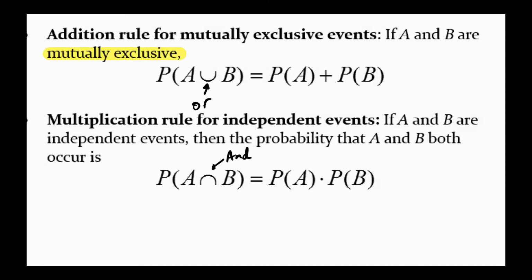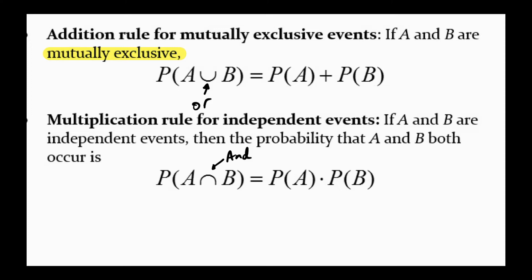Two events that are mutually exclusive. You having period 7 AP stats and you having period 7 English class. Those are mutually exclusive events. Why? You can't have two different classes at 7. You can't be in two different places at one time, right? So mutually exclusive means cannot happen at the same time.